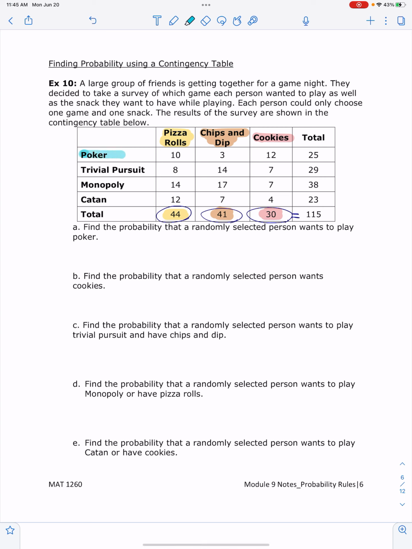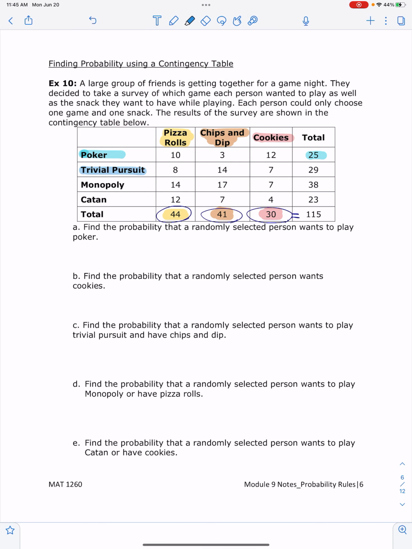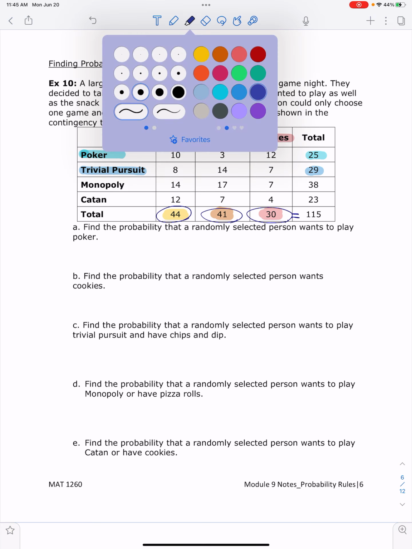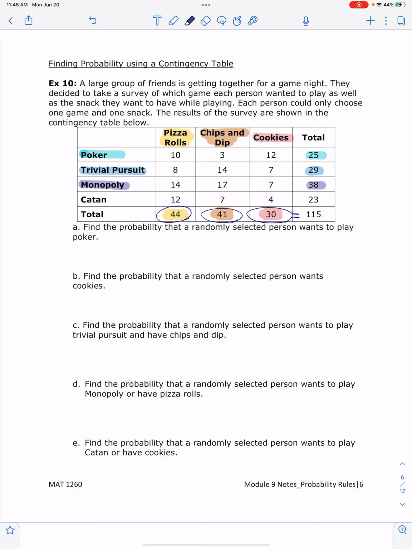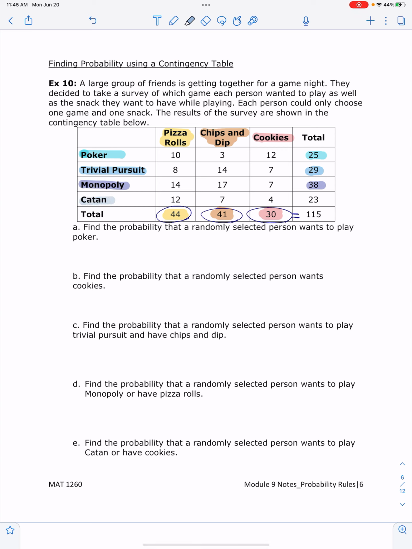It works the same way across the rows. So if I take a look at how many people want to play poker, it's the 10 that also want pizza rolls, the 3 that want chips and dip, and the 12 that want cookies, for a total of 25. So our rows also follow the same rule. When I add all of these together, I also get 115. So everything in this table has to make sense.